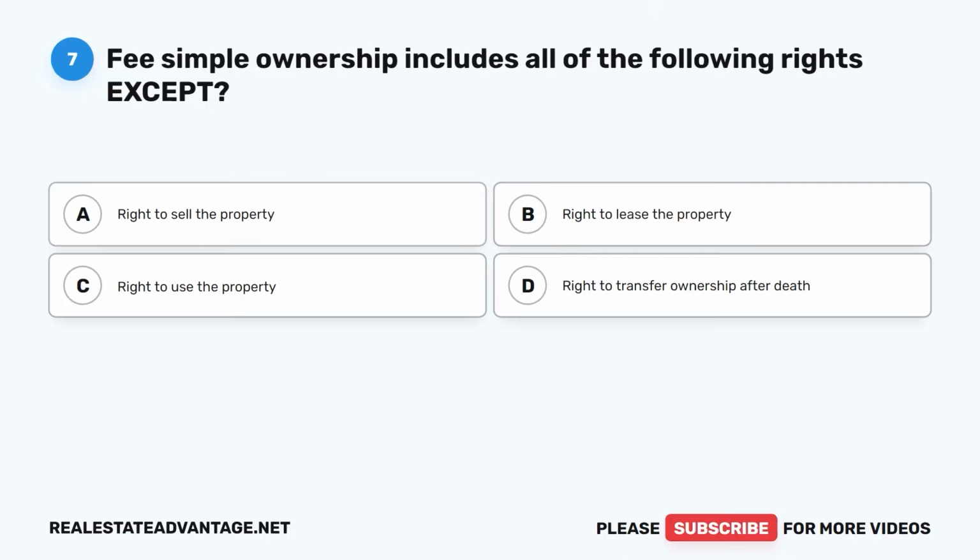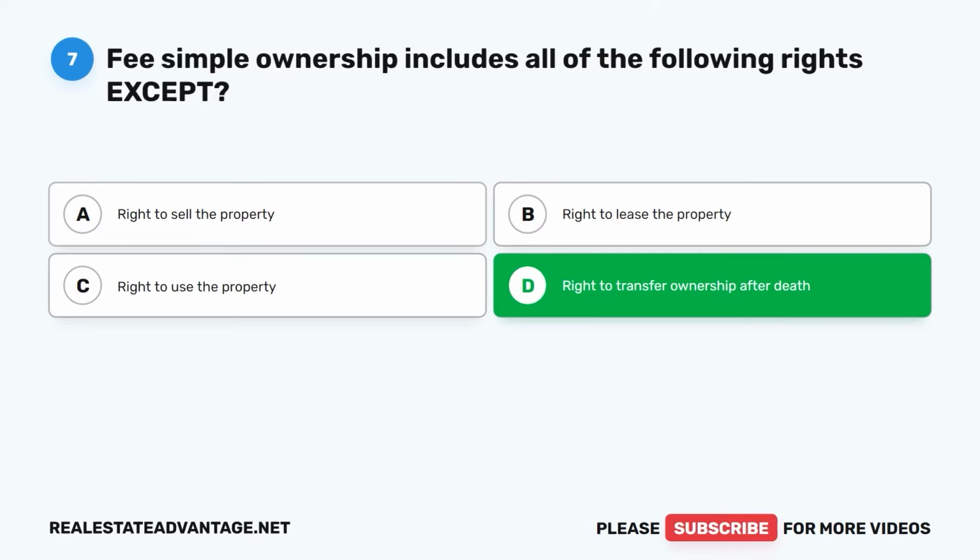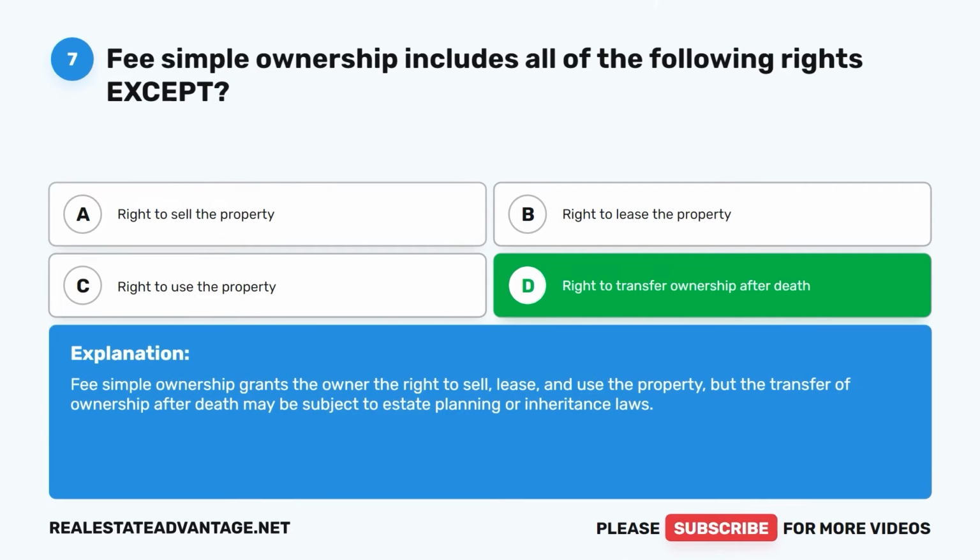Question 7. Fee simple ownership includes all of the following rights except A. Right to sell the property. B. Right to lease the property. C. Right to use the property. D. Right to transfer ownership after death. The correct answer is D. Right to transfer ownership after death. Fee simple ownership grants the owner the right to sell, lease, and use the property, but the transfer of ownership after death may be subject to estate planning or inheritance laws.